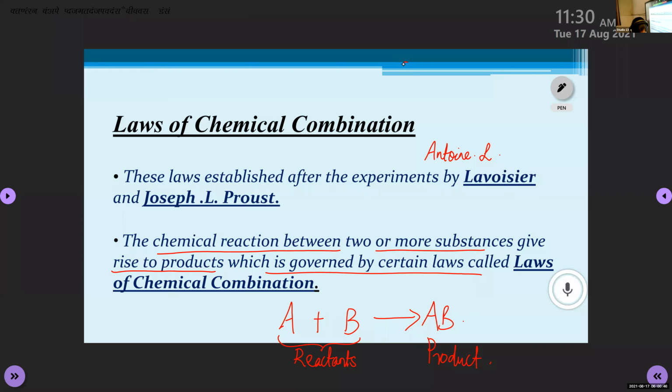Have we completed these points? Yes, ma'am. All of you, right?